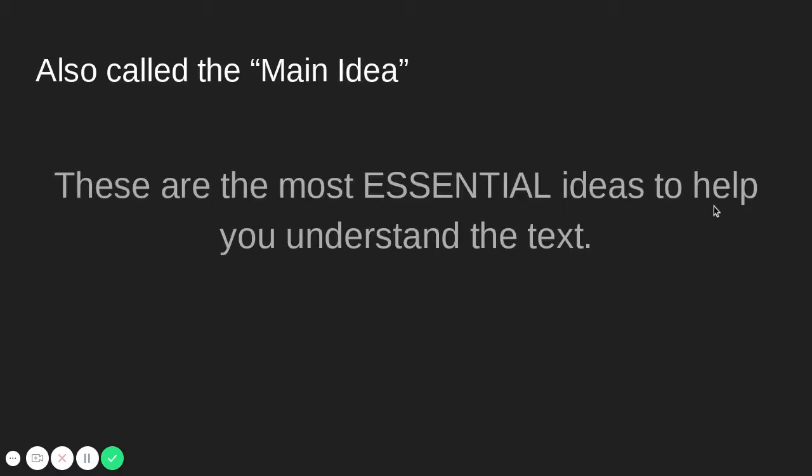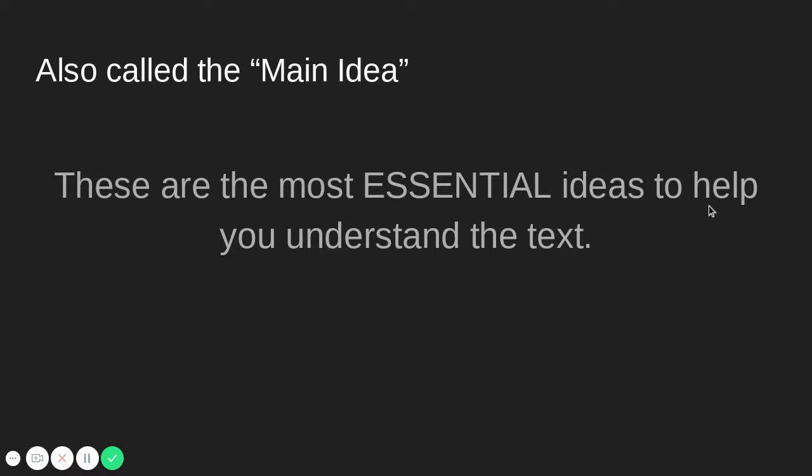Today, we are going to work on finding a central idea with our CommonLit article activity. So before you begin, I want to make sure you know how to actually find the central idea of a text. The central idea is also called the main idea. These are the most essential ideas to help you understand the text, and it's what the text is about. It's what the entire text kind of centers around.